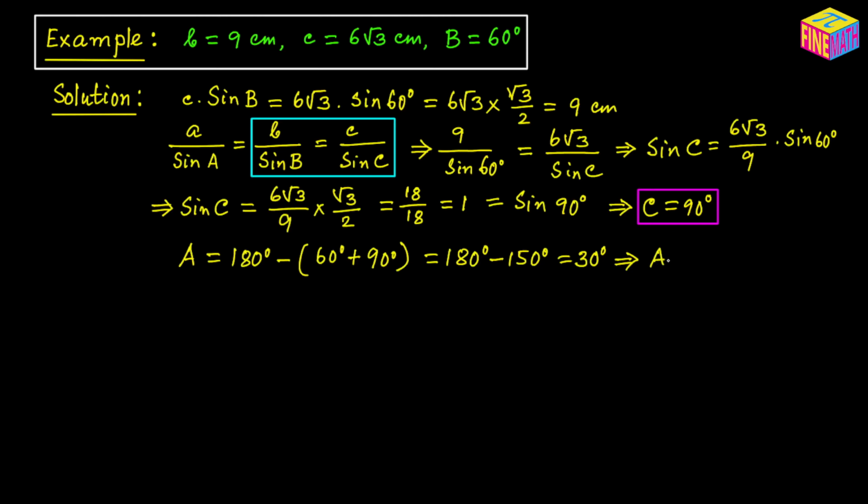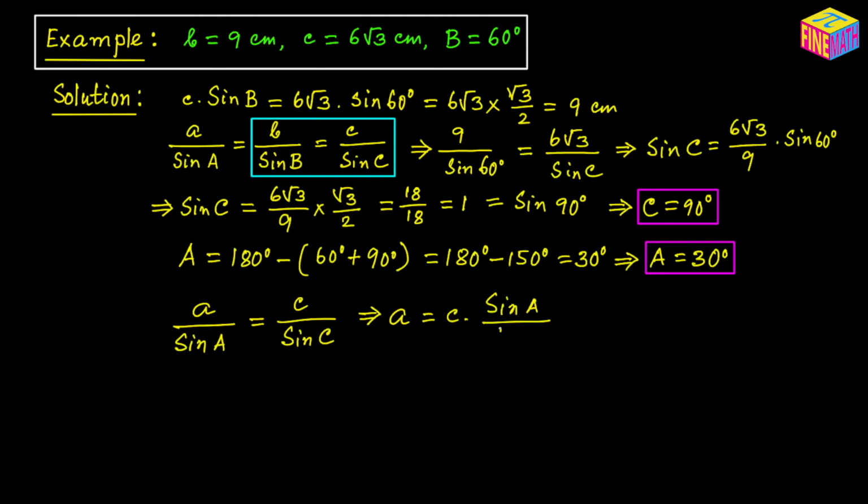So let me make a note right here. So out of the 3 missing attributes, we have been able to figure out 2 of them, the angles A and C. And now let's try to calculate the side length A. For that we can use the first part of the sine ratio. So we can say A over sine A is equal to C over sine C, and from here we can say then A will be equal to C times sine of A over sine of C.